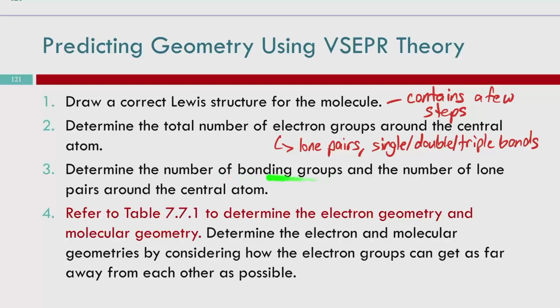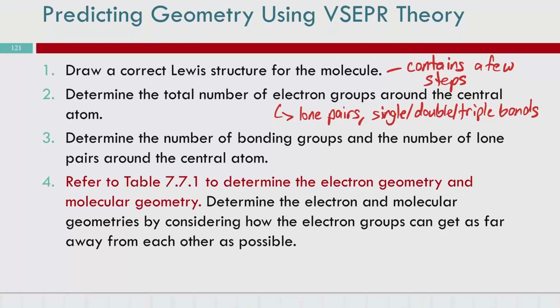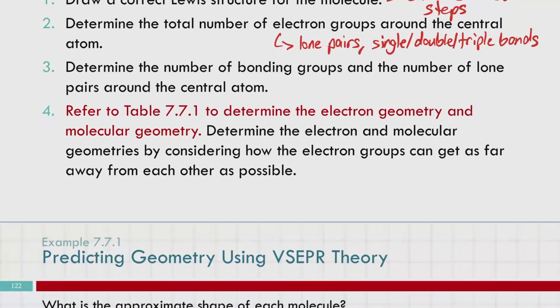We can figure out the number of bonding groups, the number of lone pairs. You can kind of do steps 2 and 3 simultaneously. And then you either refer to the table to determine the electron geometry and the molecular geometry, or you visually imagine it in your head, or you jump up and you hit the poses and you figure out what's what. And the goal, because it's valence shell electron pair repulsion theory, is to get our electron groups as spread out as possible.